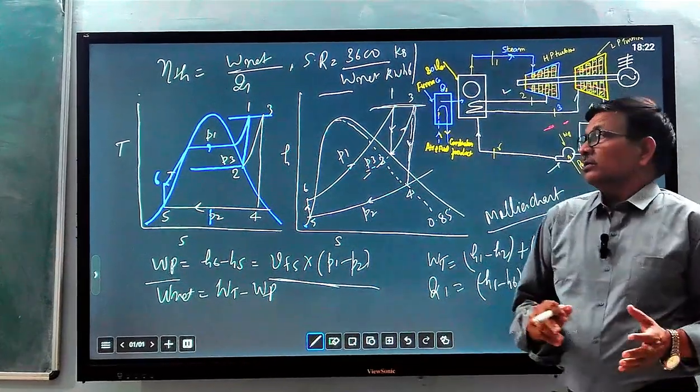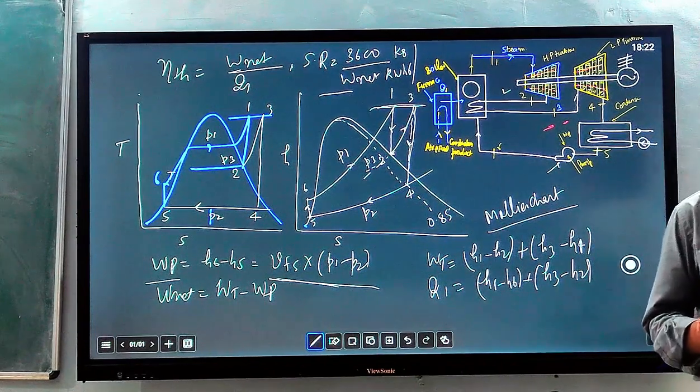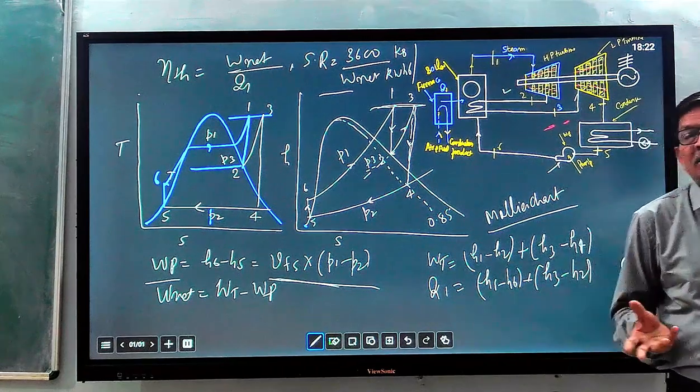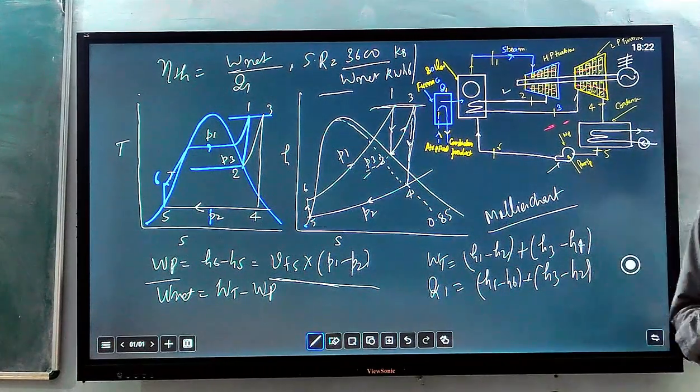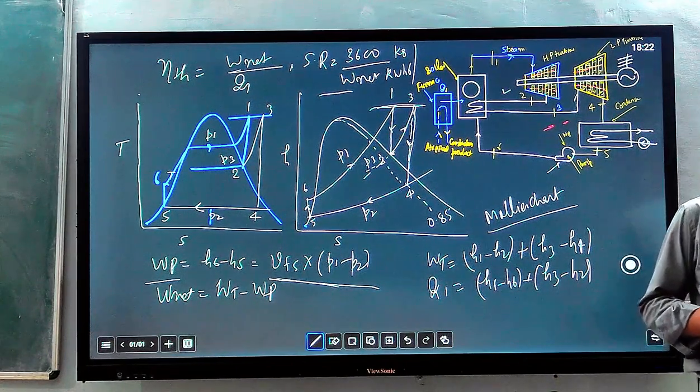All these things that we have discovered here, we will solve one question on the reheat cycle that will make your concept very clear. So in the next class we will solve some questions based on the single stage and reheat cycle.